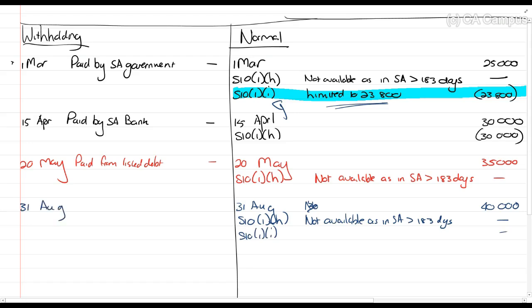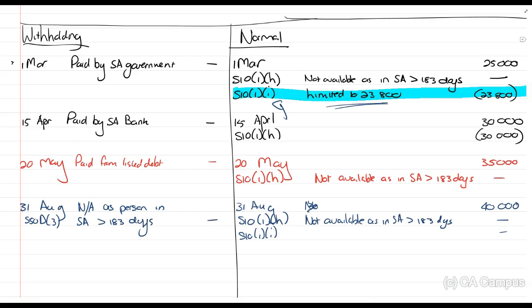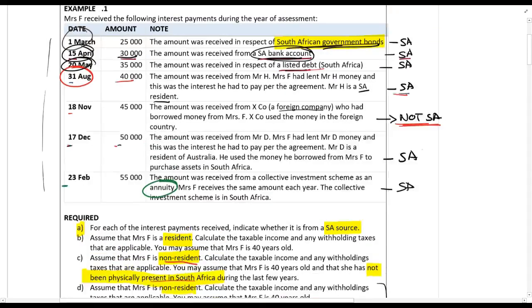Then we go to our withholding tax for 31 August. What does it say for withholding taxes? It says there must be withholding tax unless the person was in South Africa for more than 183 days in the preceding 12 months, or the person has a permanent business establishment. Section 50D(3) tells us that. So it's not applicable as the person was in SA more than 183 days, so we don't have withholding tax. You just need to keep them in your head, but it's the same rules all the time.